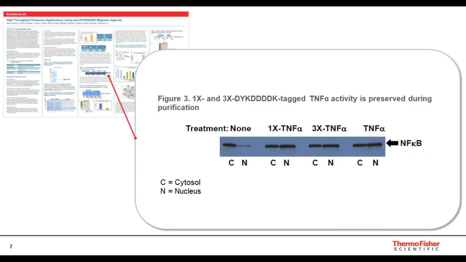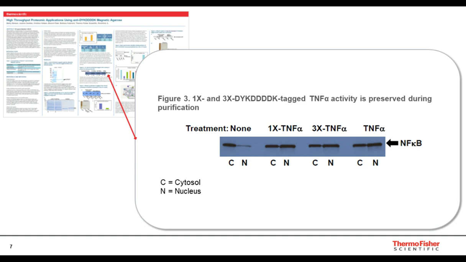Figure 3 shows the activity of the purified 1X and 3X flag tag TNF-alpha. HeLa cells were treated with and without tagged TNF-alpha, as well as TNF-alpha without a flag tag. Following 20 minutes of treatment, the cells were lysed and partitioned into cytosolic and nuclear fractions. The fractions were analyzed by Western blot for the nuclear transcription factor NF-kappa B p65, which is known to translocate from the cytosol into the nucleus upon cell treatment with TNF-alpha.